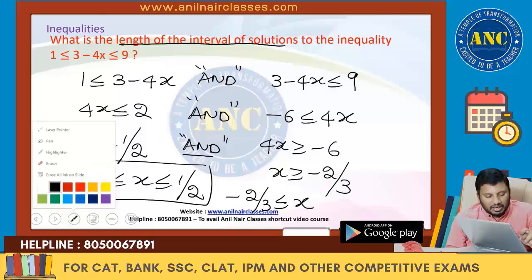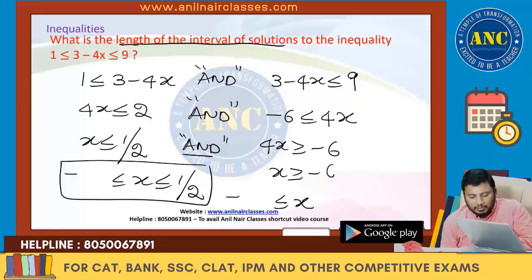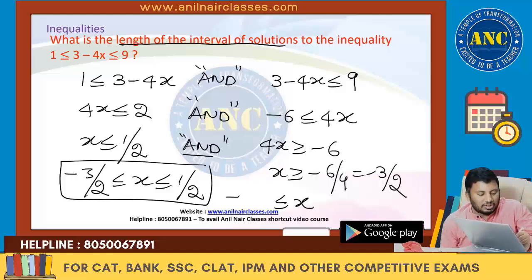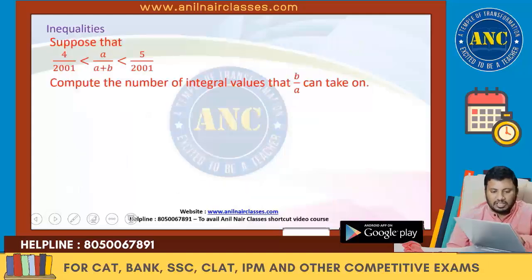There is a mistake which I made here. Thank you, Priya, for pointing it out. It is not 2 by 3. It is minus 6 by 4, which is minus 3 by 2. This is minus 3 by 2. I hope it is clear. x is greater than or equal to minus 3 by 2, minus 3 by 2 less than or equal to x. I hope the idea is clear. Calculations, please take care, sir.